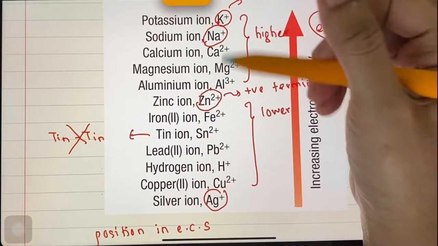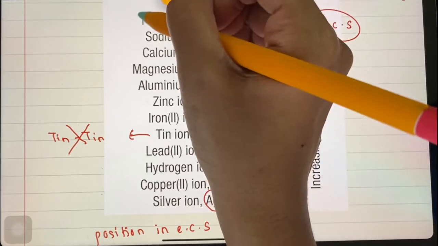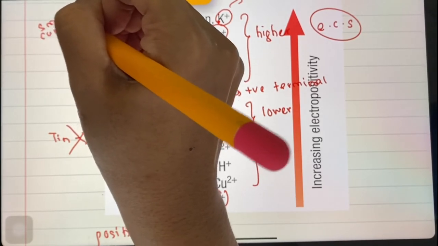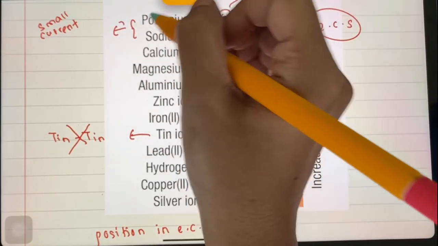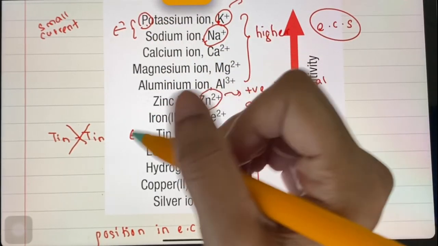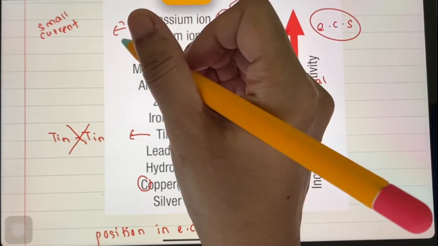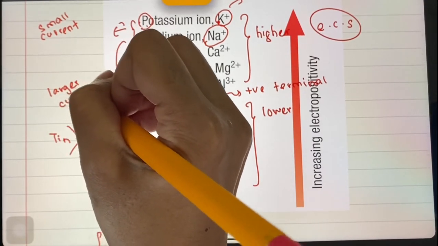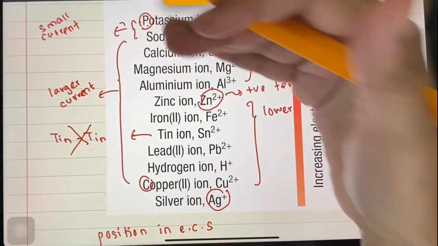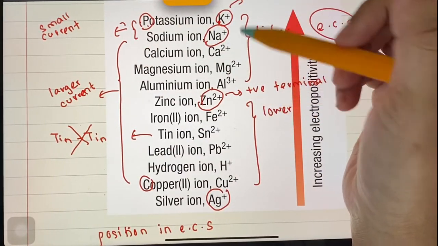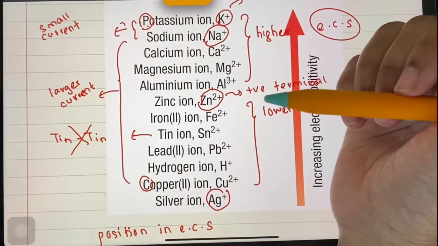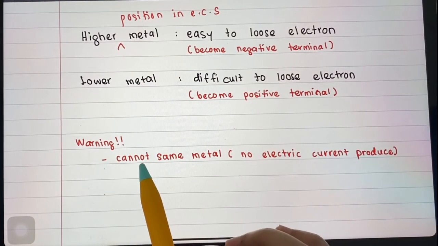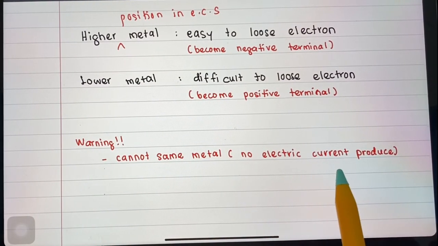Actually, as we have a higher difference, let's say if I choose potassium and sodium, the current produced will become small. Small current produced. But if I use potassium and, let's say, copper, definitely it will produce a larger current. The more distance between the metals in the electrochemical series, the larger the current produced. So now, let's say we go to the warning. As I said before, it cannot be the same metal because no electric current will be produced.